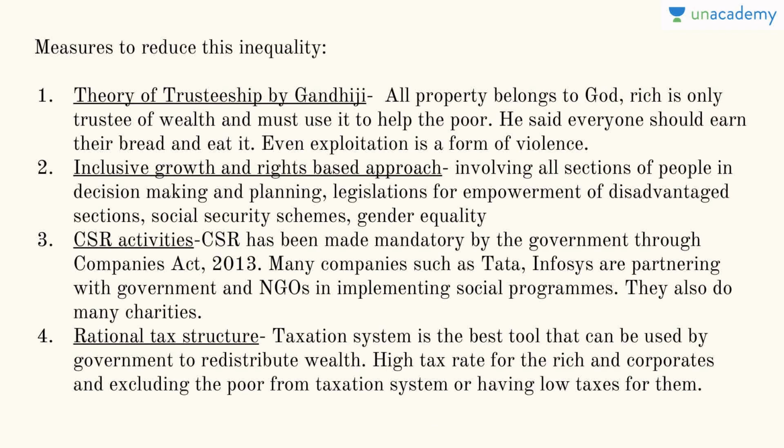So measures introduced, like the theory of trusteeship by Gandhiji, and he said that all property belongs to God and the rich are only trustees of wealth and must use it to help the poor. And he said that even exploitation is a form of violence. Then inclusive growth and a rights-based approach, so involve all sections of people in decision making and planning.